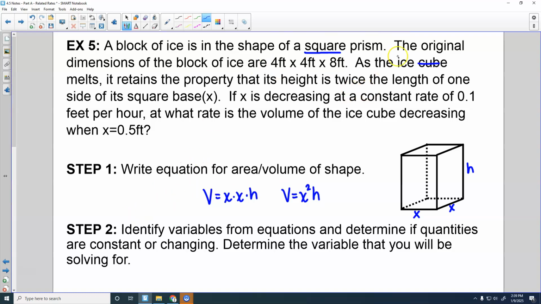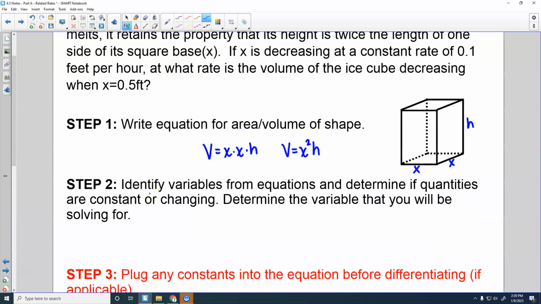So, let's see. We need to identify what's constant, what's changing, and what they're asking us to solve for. So, constant, well, let's do changing first. I'm doing changing first. Changing, constant, solvable.